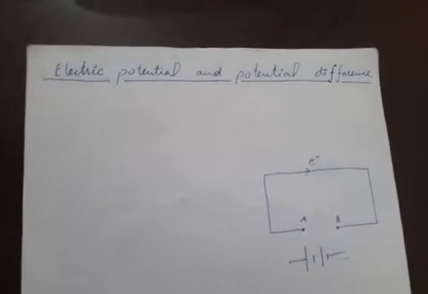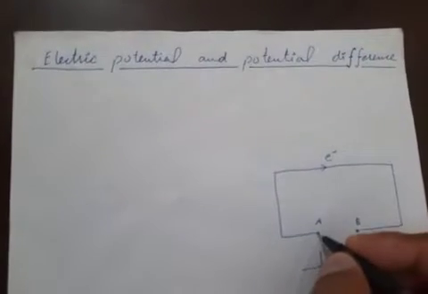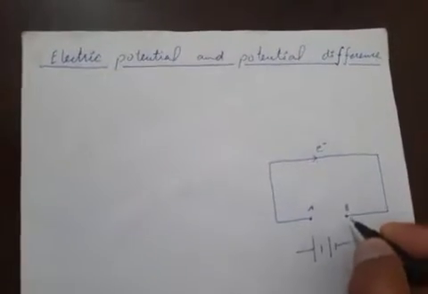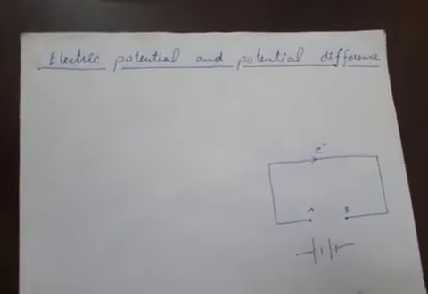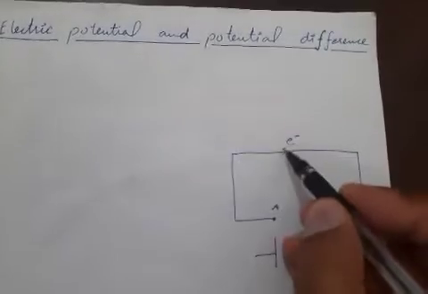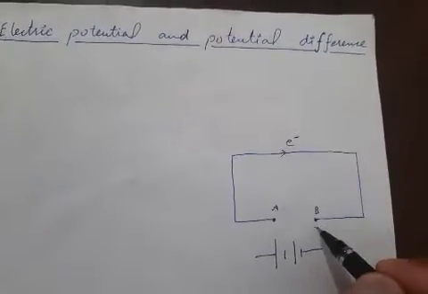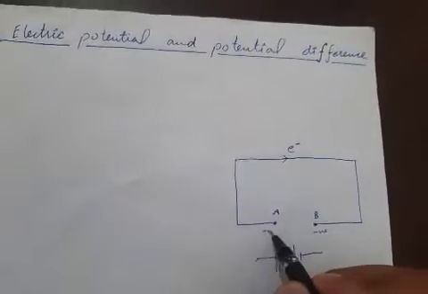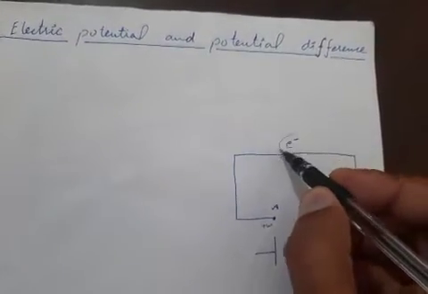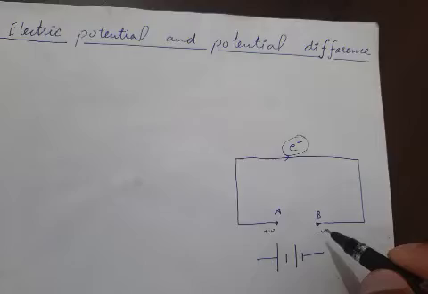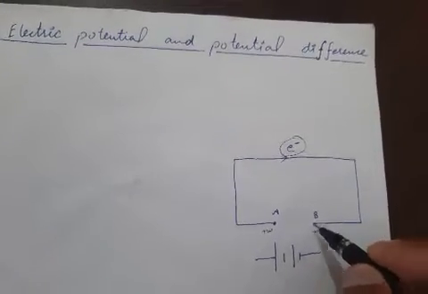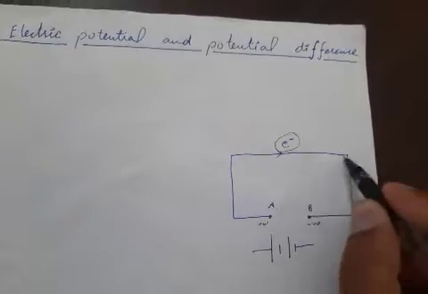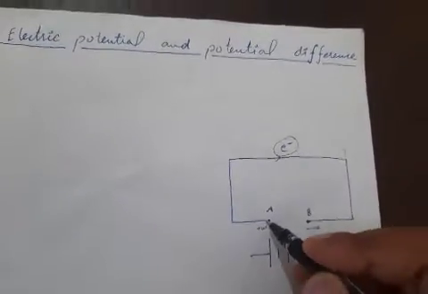So charge in the electric circuit will move from high potential to low potential, or low potential to high potential for negative charge. If the charge is negative, it will be repelled by the negative, and if the charge is positive, it will be repelled by the positive. So let there be an electron inside the wire, and point B is at low potential, so the electron will be repelled by the negative terminal and attracted by the positive terminal.